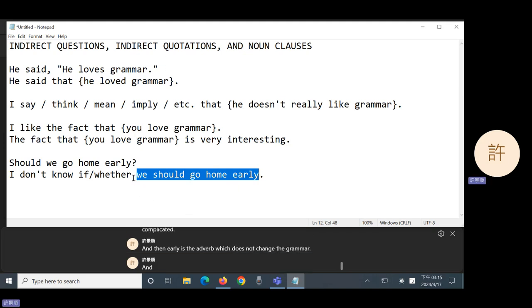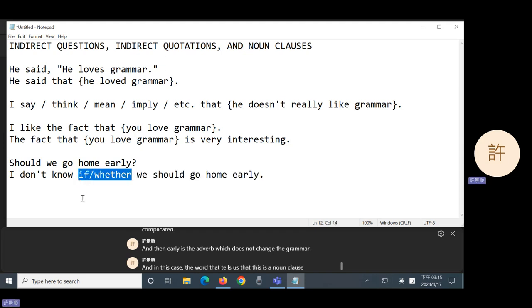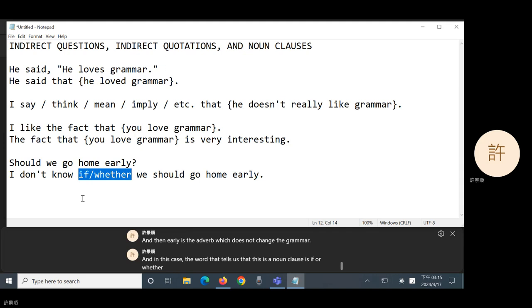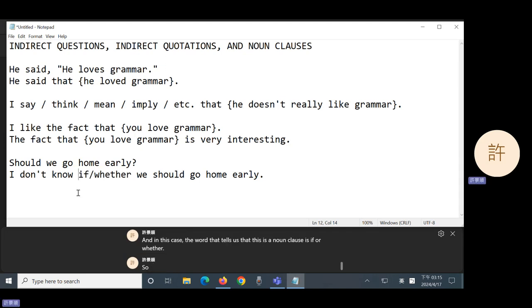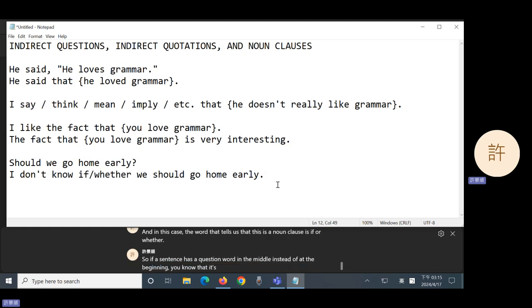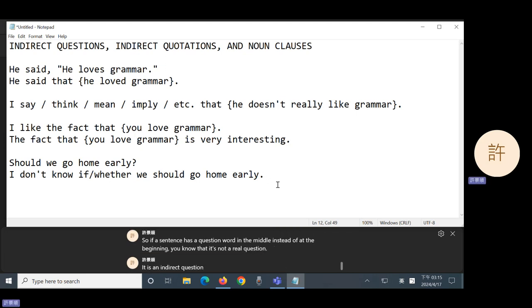And in this case, the word that tells us that this is a noun clause is if or whether. So if a sentence has a question word in the middle instead of at the beginning, you know that it's not a real question. It is an indirect question. You don't know the answer to this question.